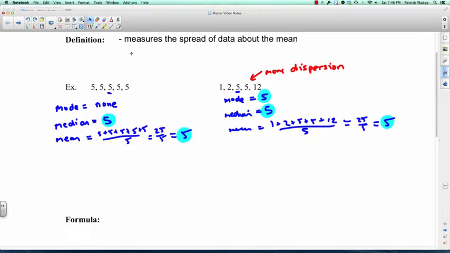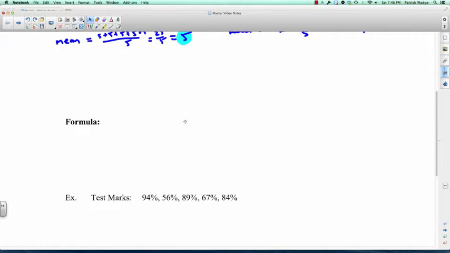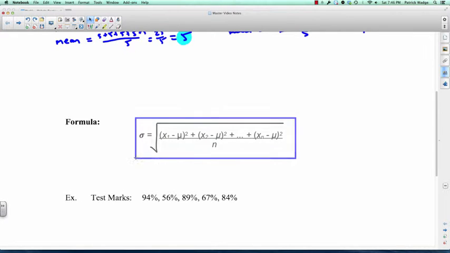I'll get this out of the way right now. The standard deviation is never negative. It's always a positive number. Okay, so here's the formula for standard deviation. Take a big breath. That is the formula for standard deviation.